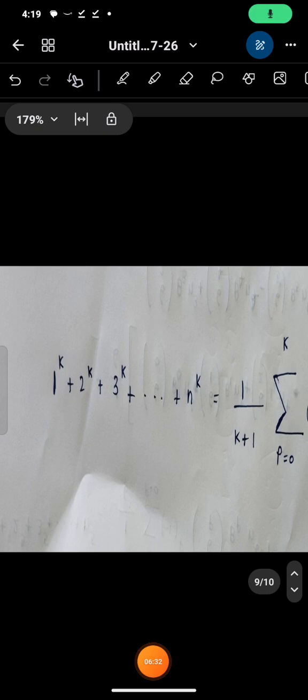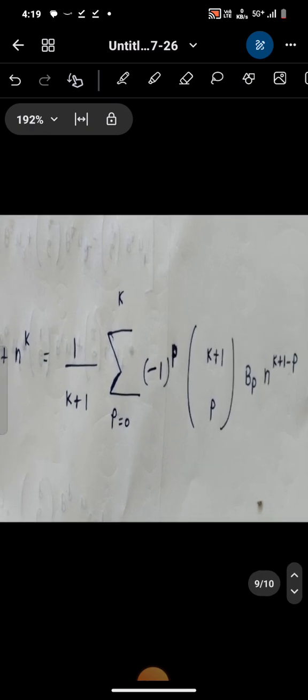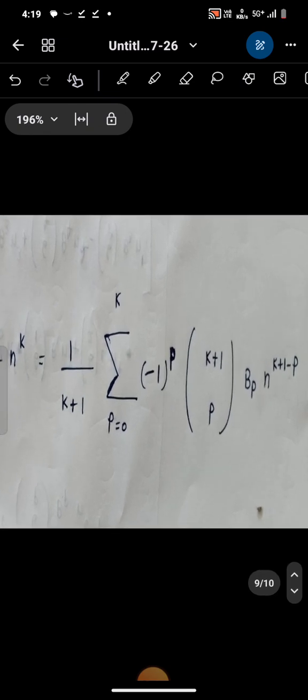So we can calculate the sum of any power of n natural numbers by using this formula in terms of Bernoulli numbers.